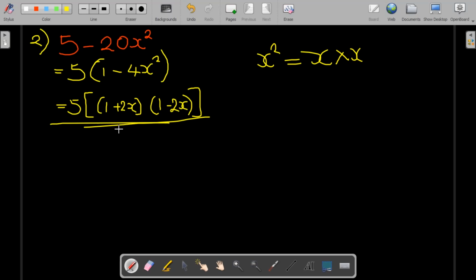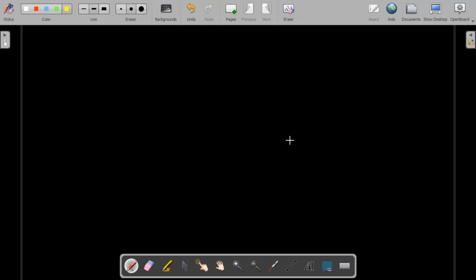This is how we factorize. It's very simple. Factorization is very simple. We go to example number 3 of this video. So example number 3, you can pause the video and try it on.